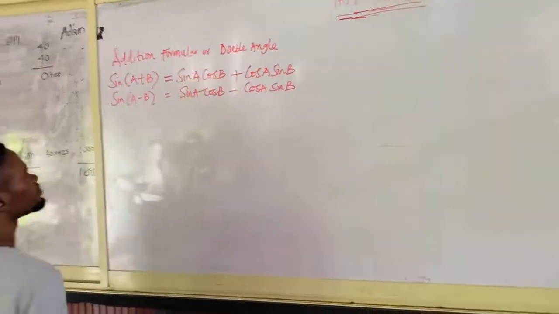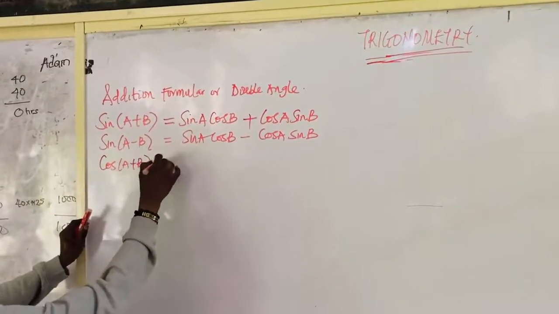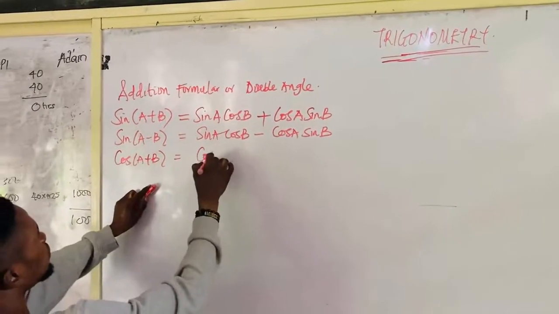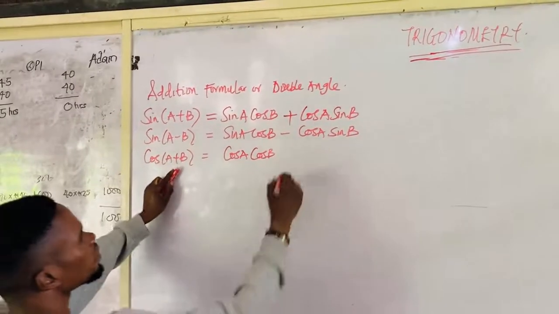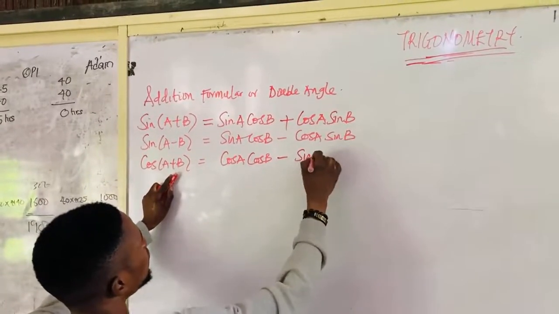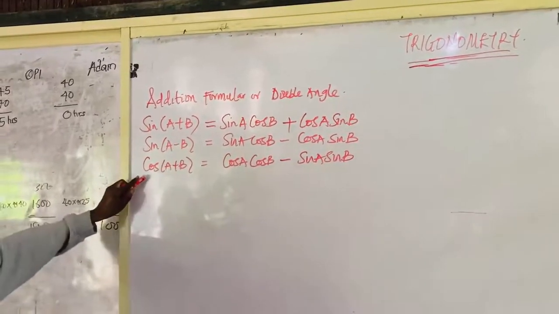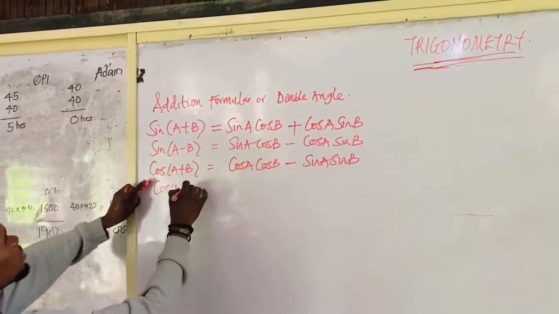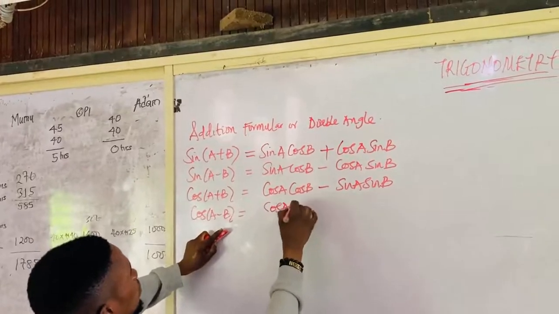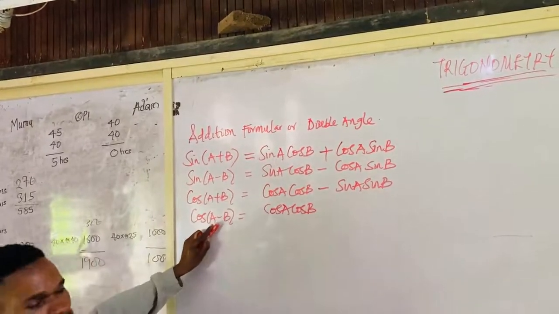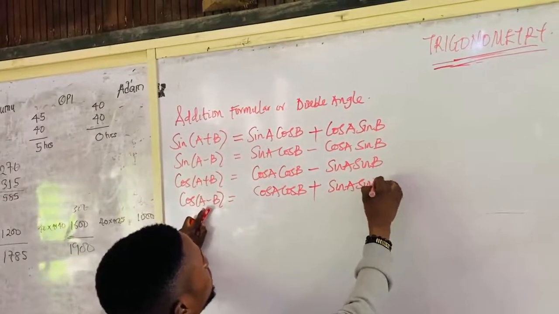Now cos A plus B gives cos A cos B, then the plus changes to minus sine A sine B. Cos A minus B gives cos A cos B, and the negative changes to plus sine A sine B.